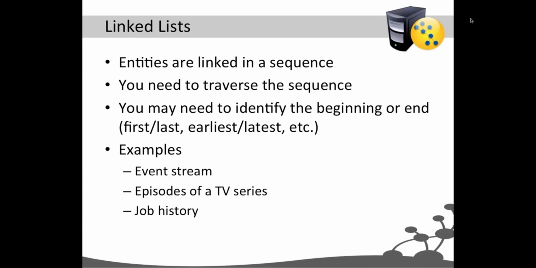So examples here, event streams. You've got devices within your network, you've got user events in your web app, and you want to capture all of these things. Each event is an individual instance of a thing. It's likely a node. You want to capture all of these things as nodes, but you want to be able to reconstruct the sequence at some point in the future through your queries. So you'd likely use a linked list.